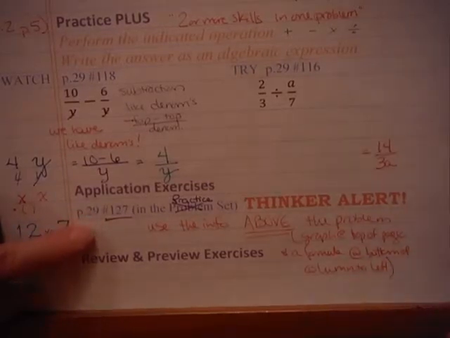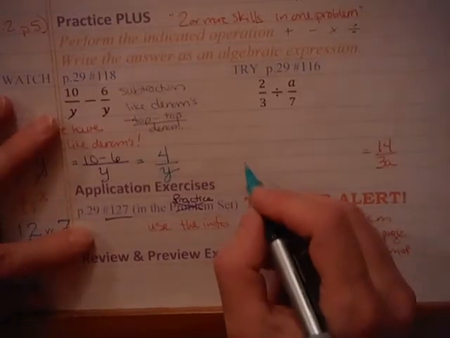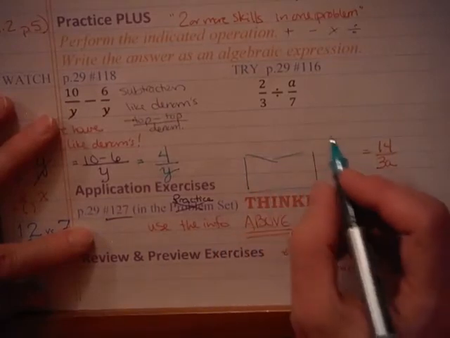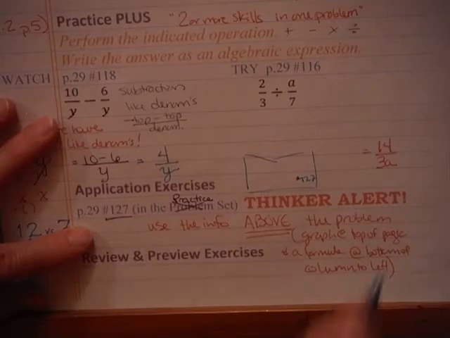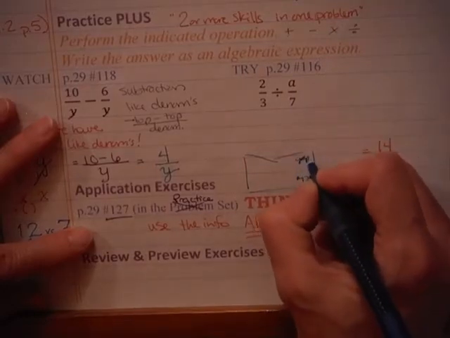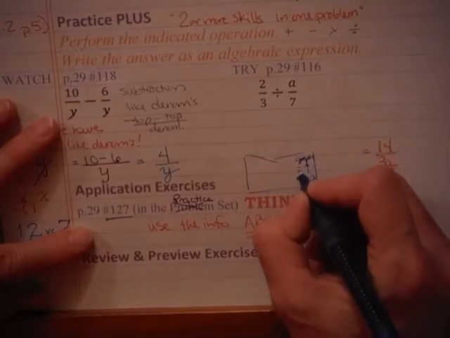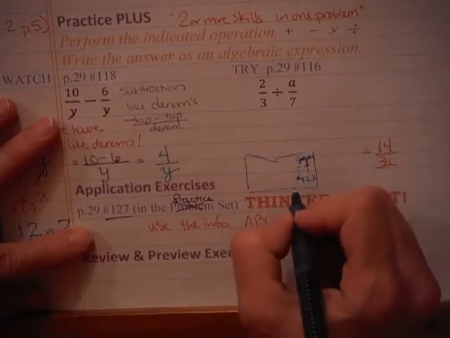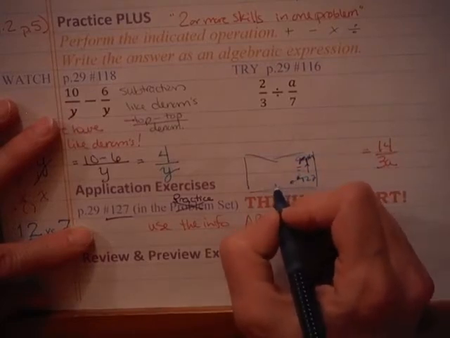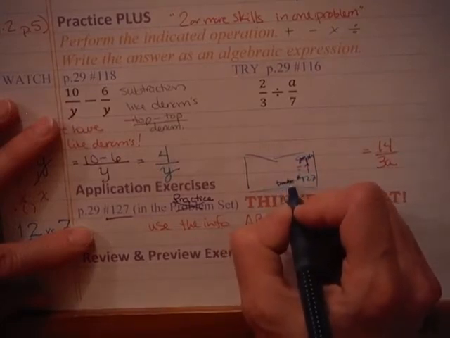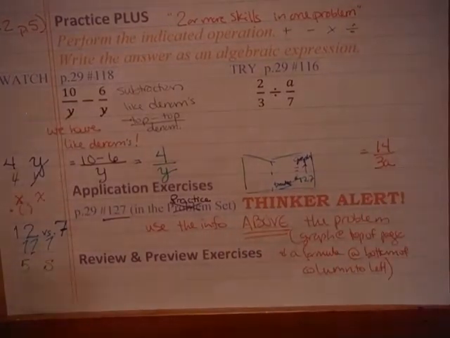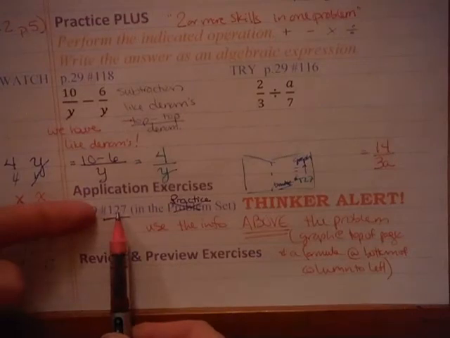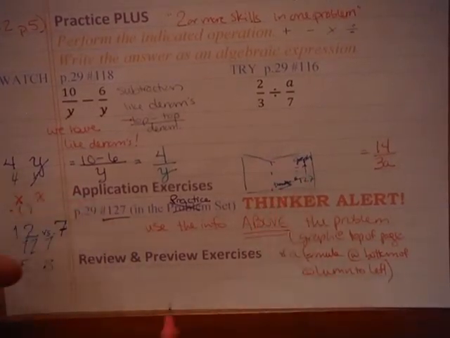So if this is the book right here, and here's problem number 127, it actually relates to a graph way above it. Up here, all these problems have to do with this same graph. And then over here, prior to it, there's a little formula that you're going to use as well. So just a little heads up so you don't think that all the information's sitting in 127. There's more here that you need.